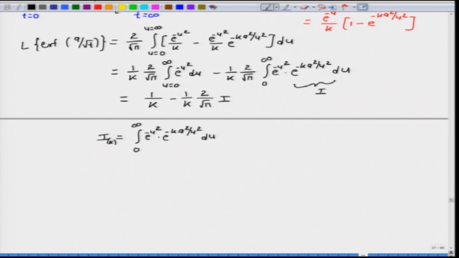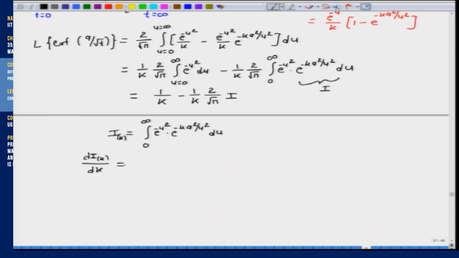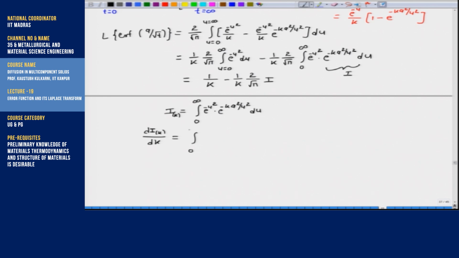So, to evaluate this integral, let us try to do a little bit of manipulation. If we take a derivative of I with respect to k, so dI of k by dk, that should be equal to integral 0 to infinity e to power minus u square times d by dk of e to power minus k a square by u square du.